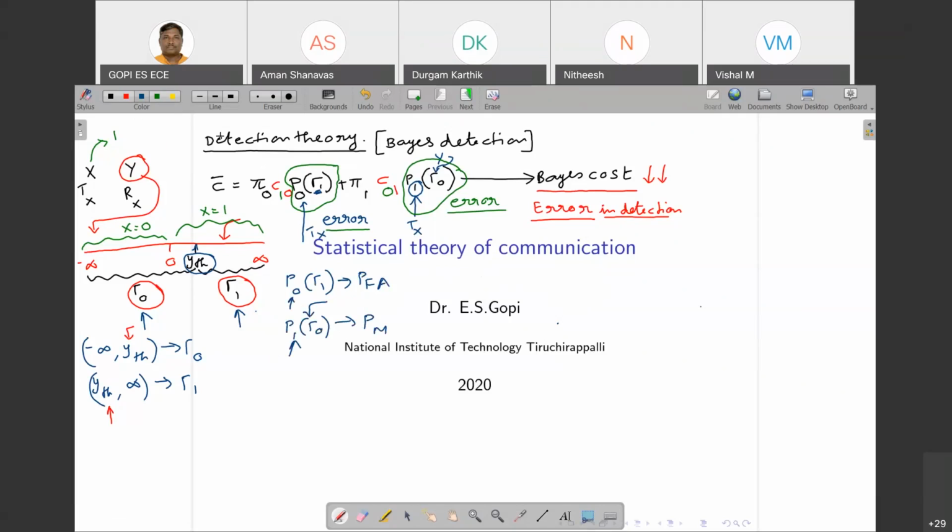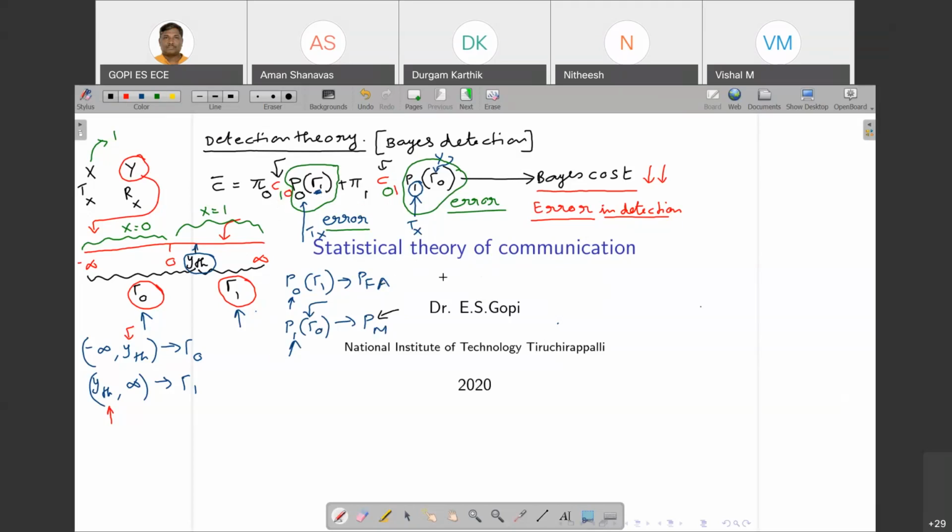Now we have what is called the cost associated with that, C01, C10. It depends upon the importance. As we discussed in the previous class, a miss is very crucial compared to a false alarm. False alarm is comparatively okay. So in the target case, I should assign two different constants here. C10 and C01 need not be equal always.